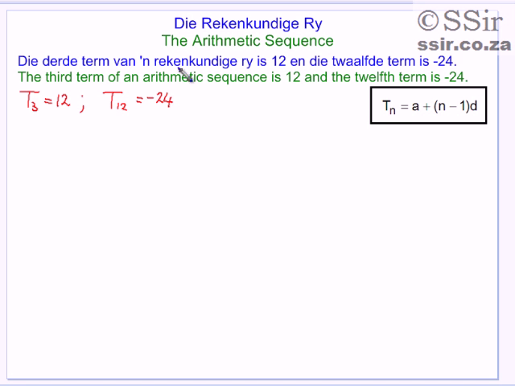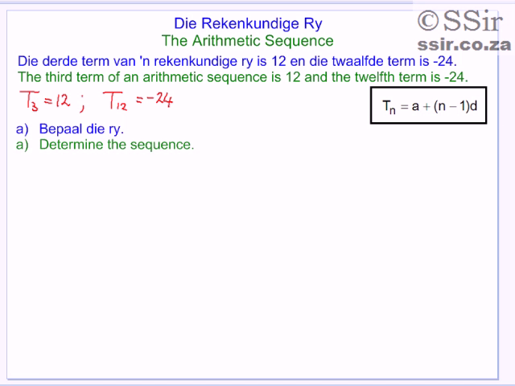And the fact that it's an arithmetic sequence means we must use this formula. Make sure that you know what the difference is between the 12 in this first equation and the 12 in this second equation. In this first case, 12 is the value of the term. In the second case, 12 is the position of the term that has a value of -24.